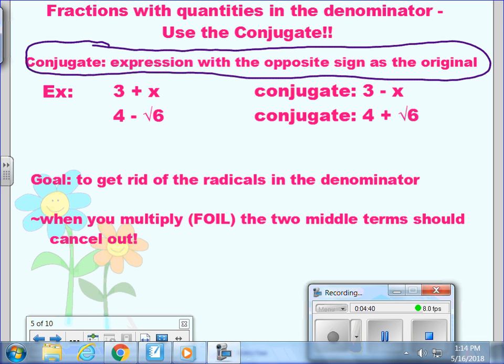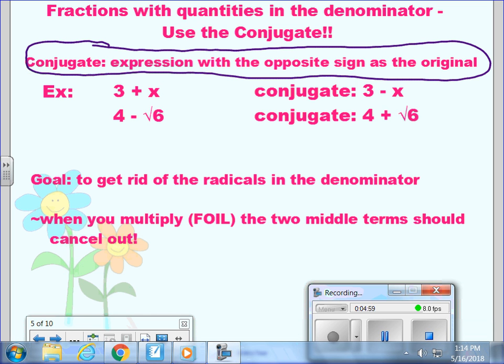All right, this slide just talks about how if you rationalize something that has 2 terms in the denominator, you would need to use a conjugate. So I'm having the students write down what a conjugate is. It's an expression that has the opposite sign as the original.